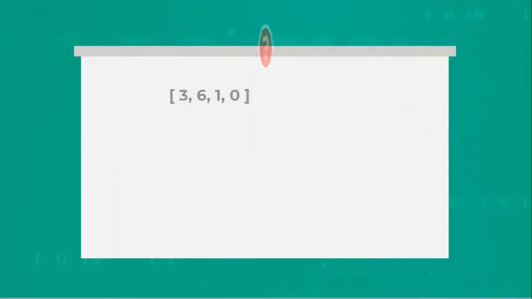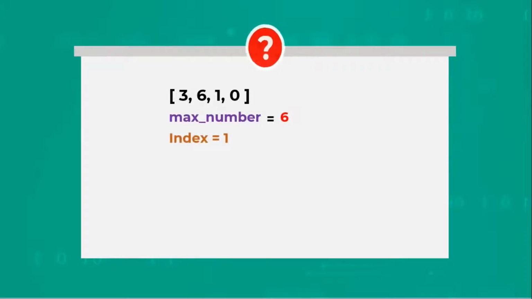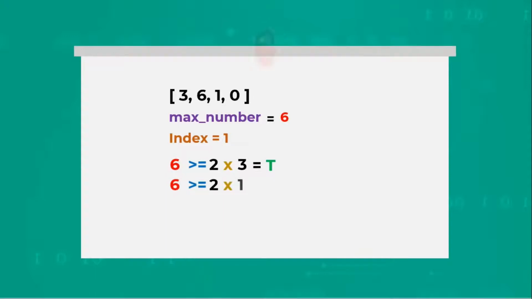Assuming we have a list of 3, 6, 1, and 0, the maximum number is 6, and the index of the maximum number is 1. So we need to compare if the maximum number is at least twice as much as each of the numbers in the list. So 6 is greater or equal to 2 times 3. And it is true. Then we skip for 6 and try for the remaining numbers in the list. We try for 1 and then for 0.